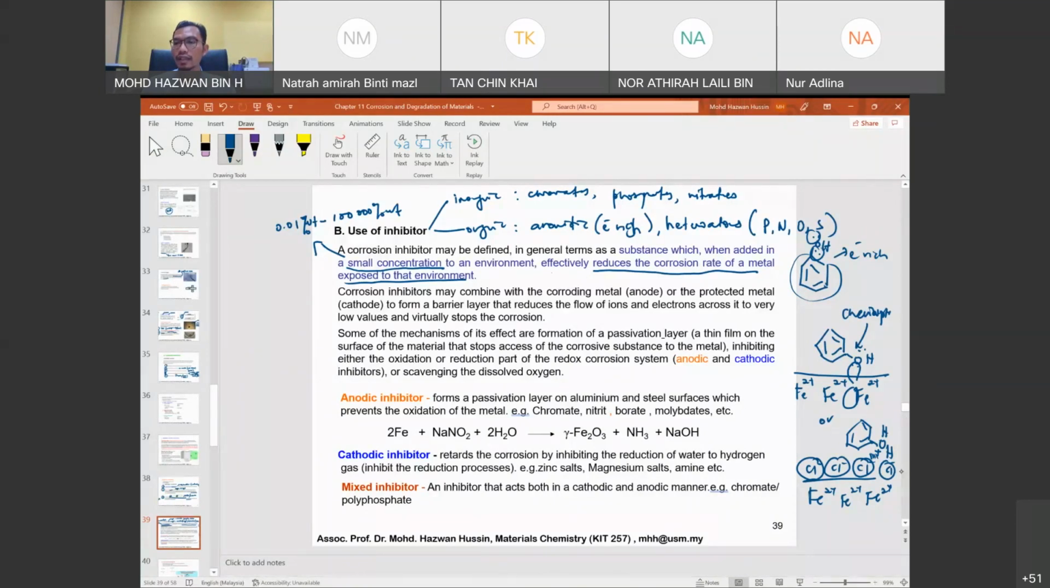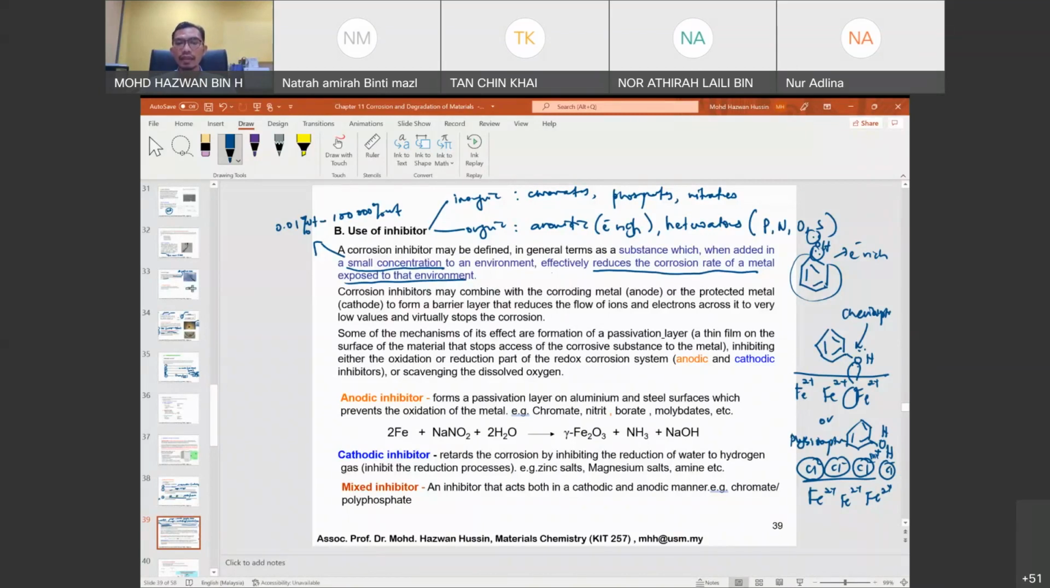So it is covered by the chloride ions that are firstly absorbed on the surface. So with this type of interaction, electrostatic, it is physical absorption. Okay, physical absorption.